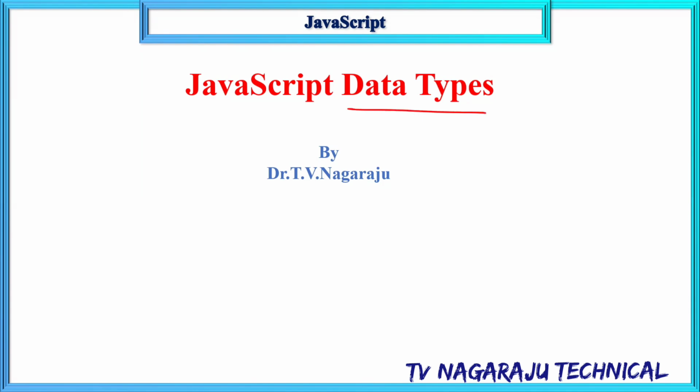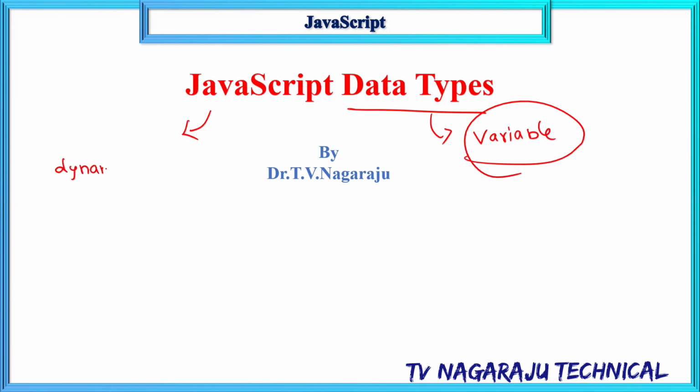What is meant by data type? Data means information, so the type of information that is stored in a variable is called the data type. Remember, JavaScript is a dynamically typed language. What is the meaning of dynamically typed? That means at the time of variable declaration, there is no need to specify the type of the variable.